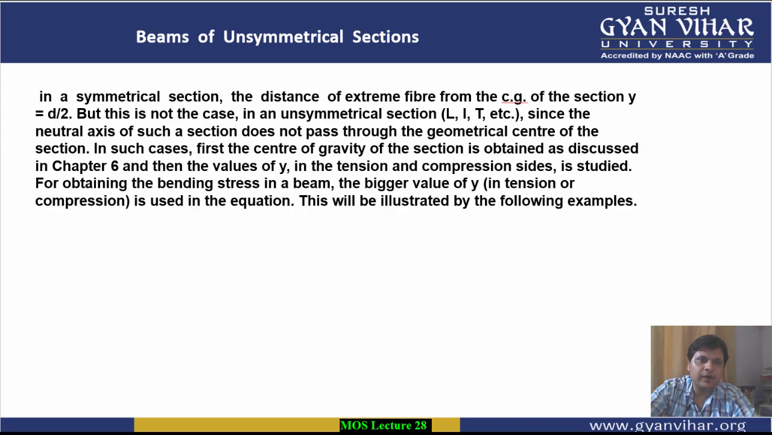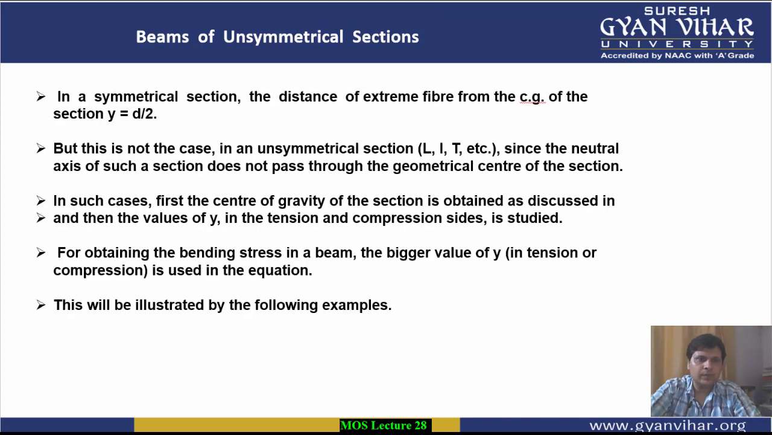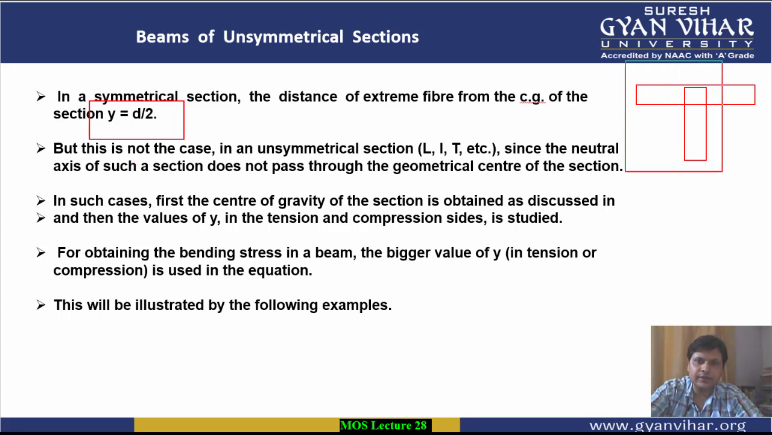Now, the beams of unsymmetrical sections. In a symmetrical section, students, the distance of the extreme fiber from the center of gravity of the section is generally taken as d by 2. Like any section, if it is symmetrical like the T section, or any simple section, you will see that the distance of the extreme fiber from the center of gravity is generally d by 2. But it is not the case in unsymmetrical sections. This means the distance of the outermost fiber cannot be taken as just half of the depth, or half of the diameter in the case of a circle.